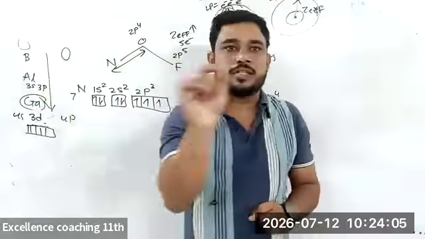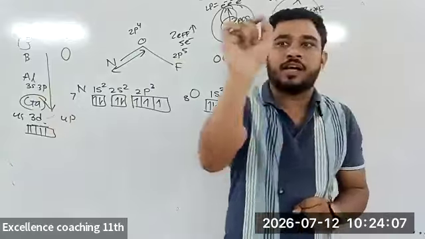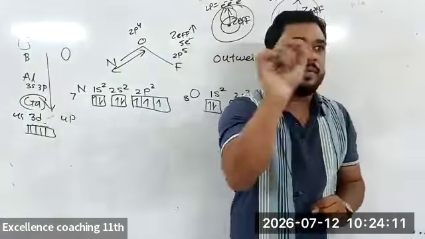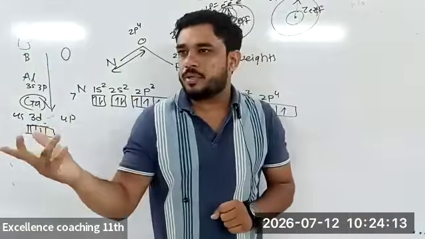Atomic number increases. So the number of electrons in the same shell increases, because of which effective nuclear charge increases. Atomic radius decreases. Very simple.